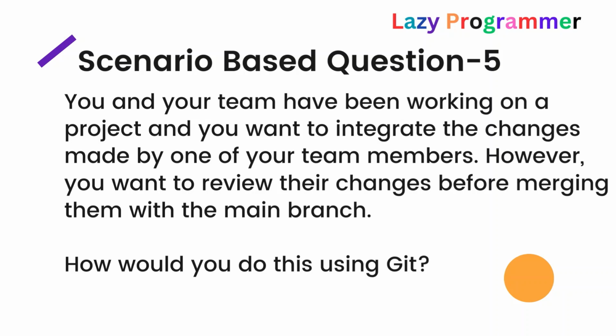Now, to review the changes made by the team member before merging with the main branch, we can use these following steps. First, we need to ask the team member to create a new separate branch and push their changes to that new branch. After that, we can use git fetch to retrieve the changes made by the team member. Then we can use git diff to review the changes done in the new branch. If the changes are acceptable and follow all the coding standards, we can use git merge to merge their changes with the main branch.